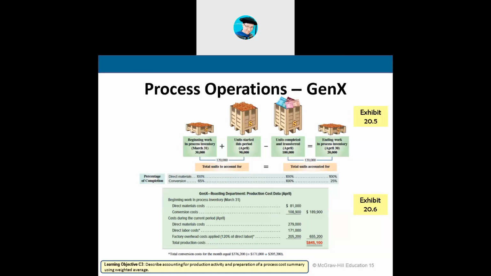The units completed and transferred out, 100%. They're done. So when it's done, that means I've used 100% materials and 100% conversion. It's done. Ending work in process inventory, 100% materials used, 25% conversion rate.